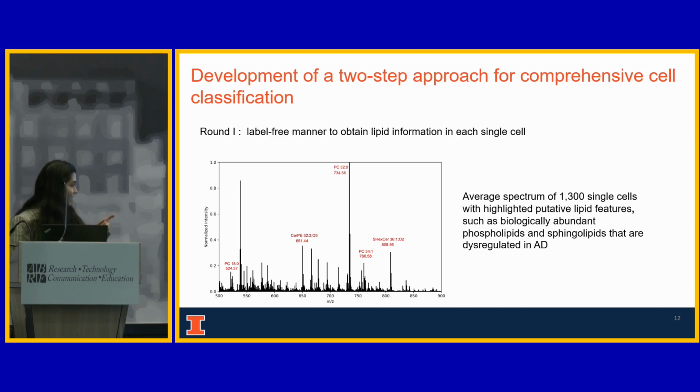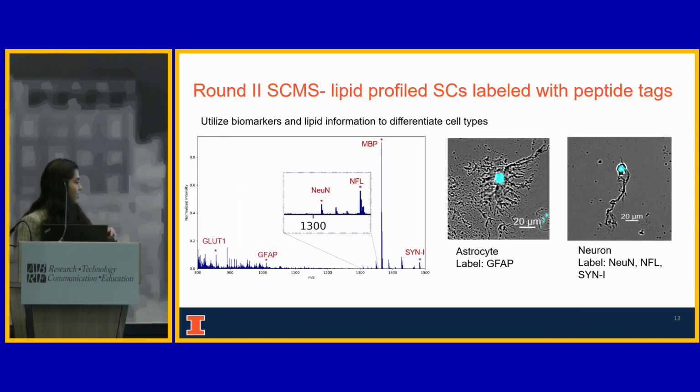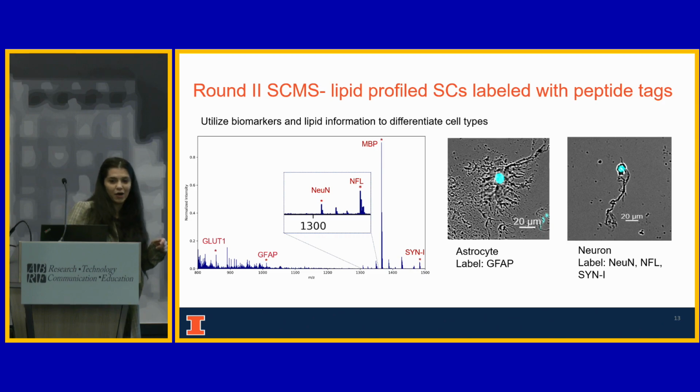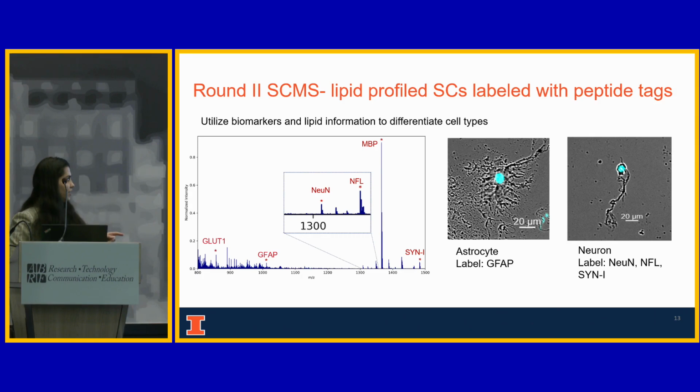So, additionally, we can add our immunohistochemistry into this method by targeting the same single cells that we targeted for lipid profiling again, and basically get their biomarker distribution.